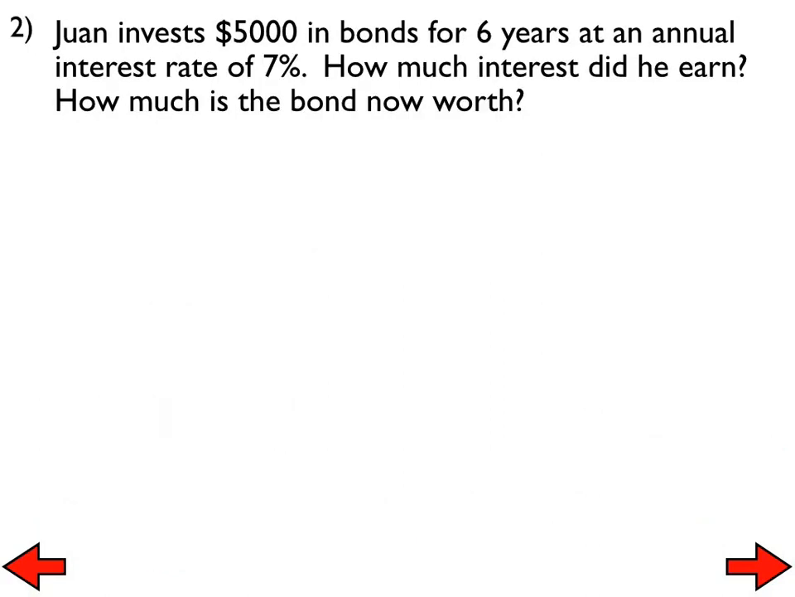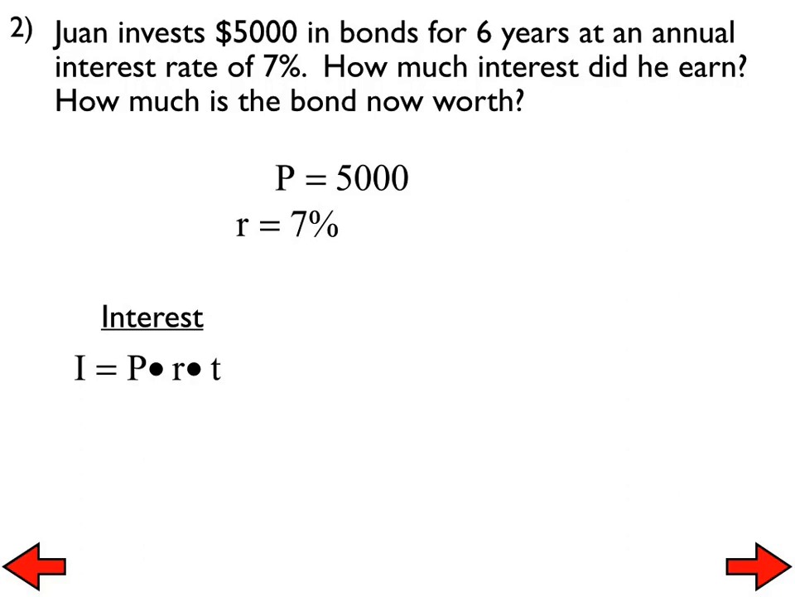So number 2, Juan invests $5,000 in bonds for 6 years at an annual interest rate of 7%. Two parts, much like number 1. How much interest did he earn? So this time, somebody is letting the bank borrow their money, but it works exactly the same way. The amount of interest that they paid him, or that he earned, comes from the principal, how much money he invested, times the interest rate as a decimal, times the amount of time that he put the money in the bond for, which happens to be 6 years.